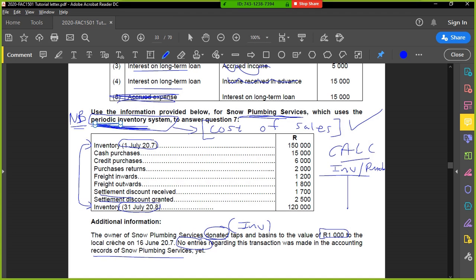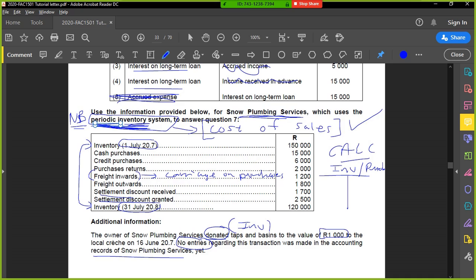Okay, freight inwards would be carriage on purchases. Right, sometimes they use different vocabulary words to describe it. Because this is specifically looking at inventory, I would assume that this was for goods that I was buying.